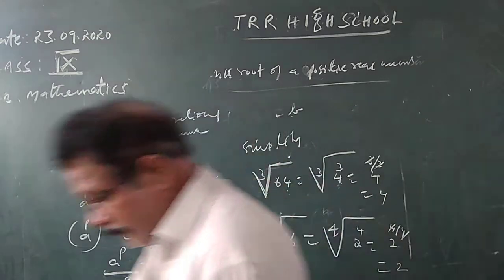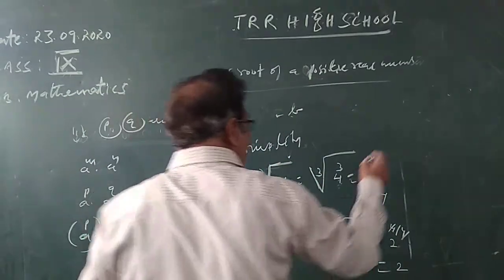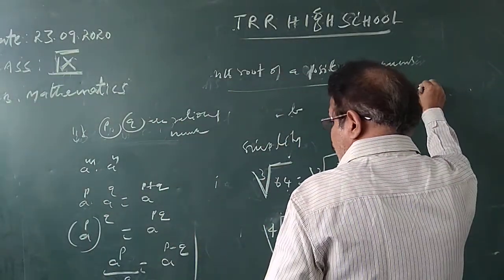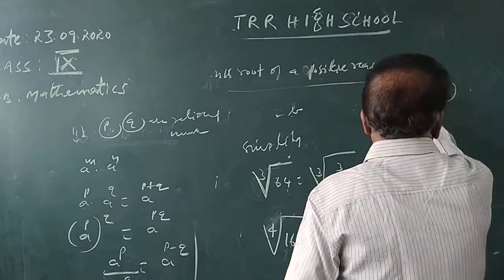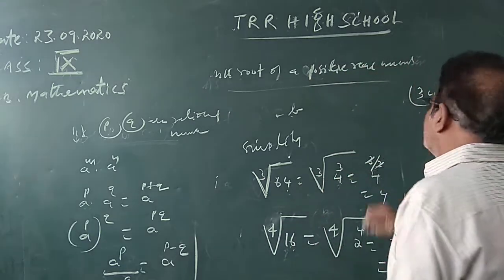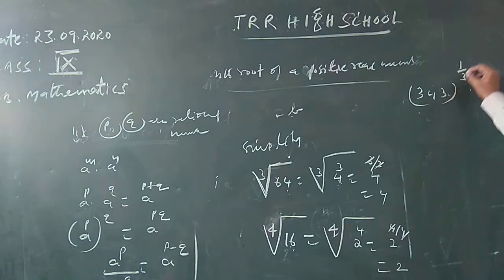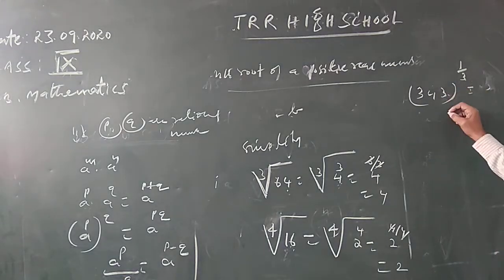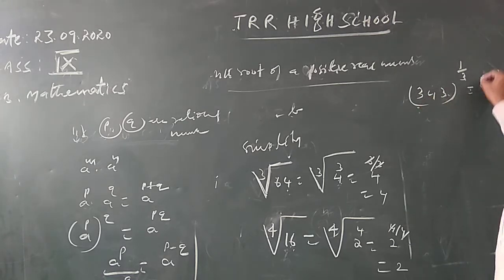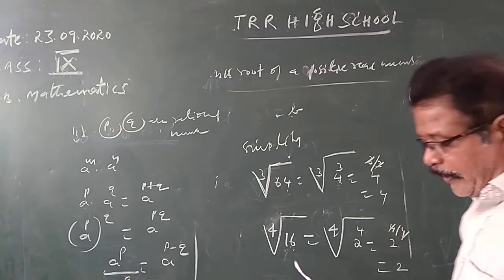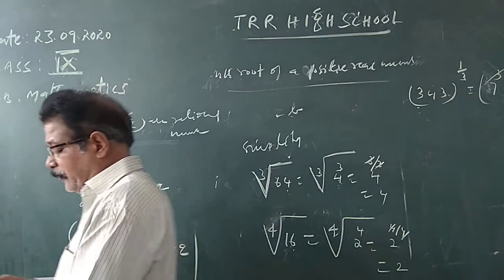343 is there. How can you simplify? 343 whole to the power of 1 by 3 means the cube root of 343. How can you write 343? Factorize: 7 cubed. 7 cubed whole to the power of 1 by 3 is equal to 7. Like this, we can simplify using the surd.